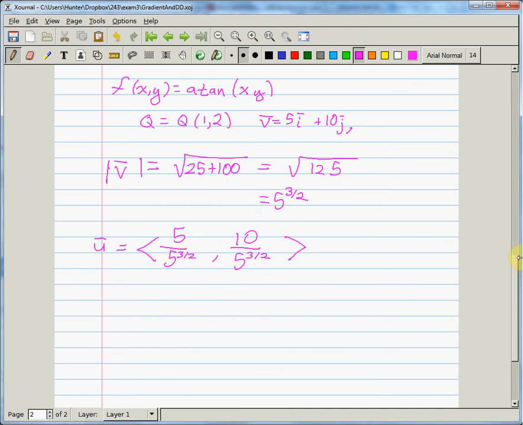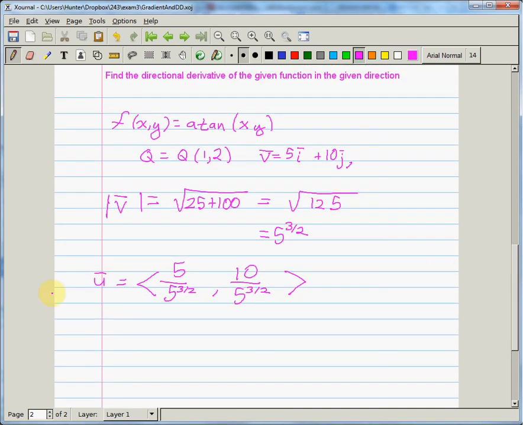So now we have our unit direction, and we need to write down the gradient. So grad f is going to be, so the normal derivative of arctan is 1 over 1 plus x squared, so just putting that in this situation together with the chain rule, you can see that you're going to get y over 1 plus xy squared, and similarly you're going to get x over 1 plus xy squared here.